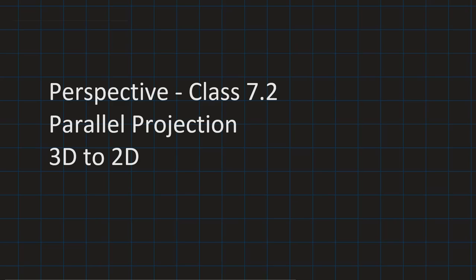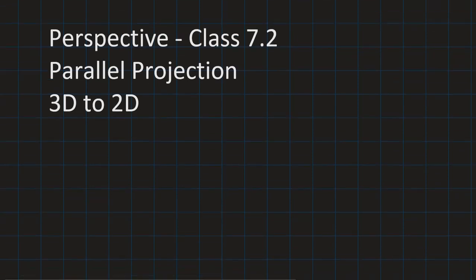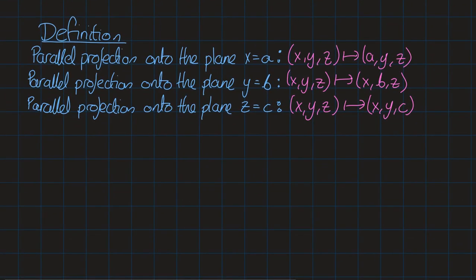Perspective Class 7 Video 2. In this video we're going to talk about parallel projection from three-dimensional space onto two-dimensional space. So let's go straight to the definition. The definition is in three parts depending on to which plane you want to be projecting.